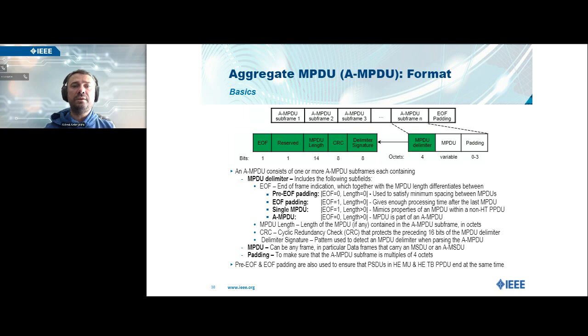And we have the delimiter signature, which helps the station while parsing. If, for example, there is an error in a particular portion of the A-MPDU, you keep looking for the delimiter signature. If you find it, then you have most likely found another A-MPDU subframe, so you can still decode the remaining portion of an A-MPDU, even though the preceding portion was corrupted. And the pre-EOF and EOF padding can also be used to ensure that the PSDUs end at the same time, which we discussed earlier, so there is a feeling of the PPDU to align between multiple stations.